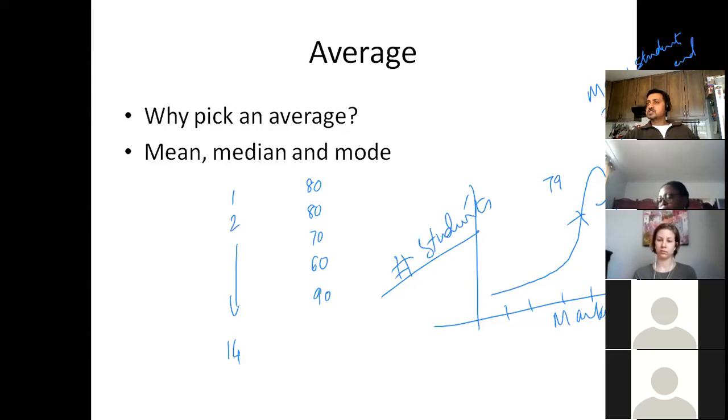The mean might be a 79. Even though that's averaged out the entire class, if I have 14 students and 9 of them are getting 80s and 90s, shouldn't my average reflect the majority of the class, right?